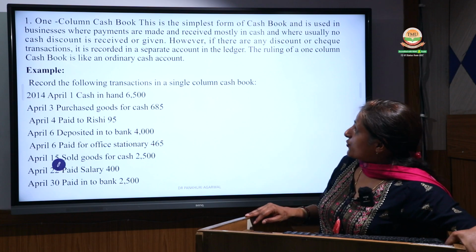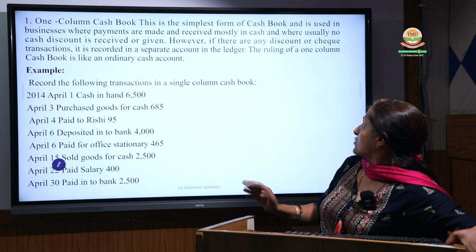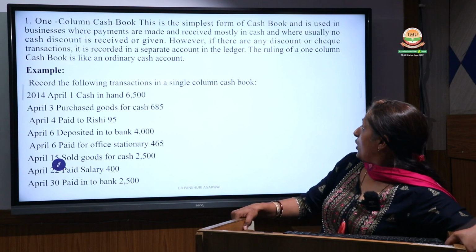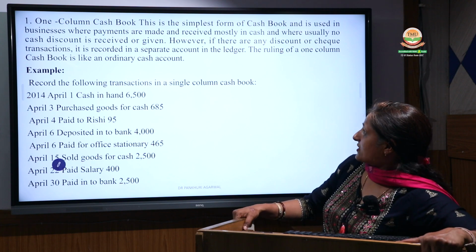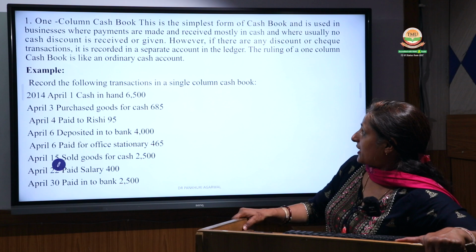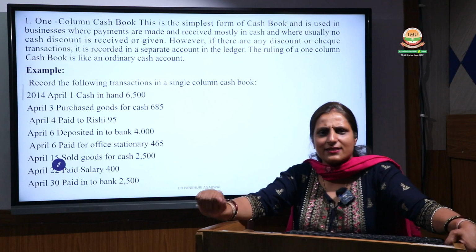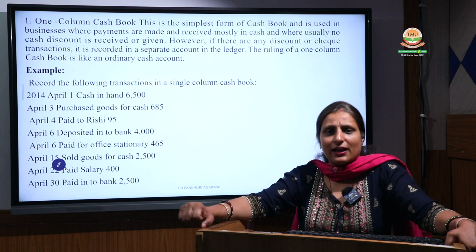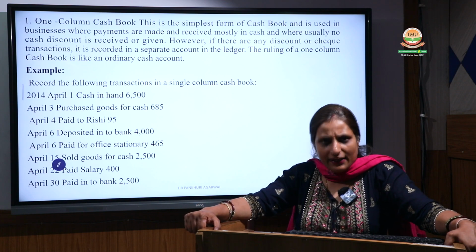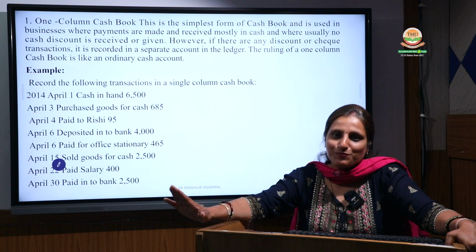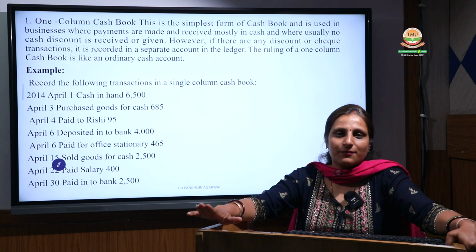The simplest form of cash book would be used in business where payments are made and received mostly in cash, and no cash discount is received or given. However, if there is any discount or cheque transaction, it is recorded in a separate account in the ledger. The ruling of one column cash book is like an ordinary cash account. What does this mean? What is written in the definition? Understand, students? It is written that this simple cash book is like a simple cash account.